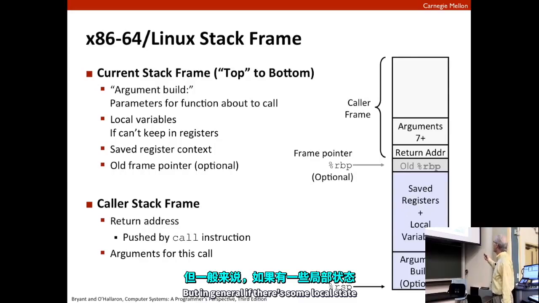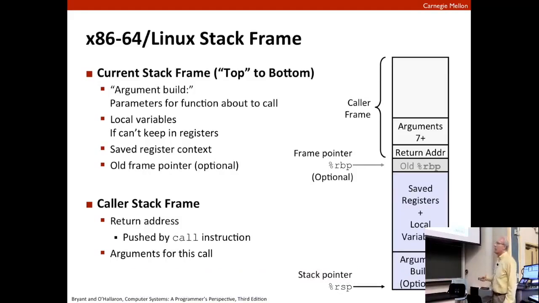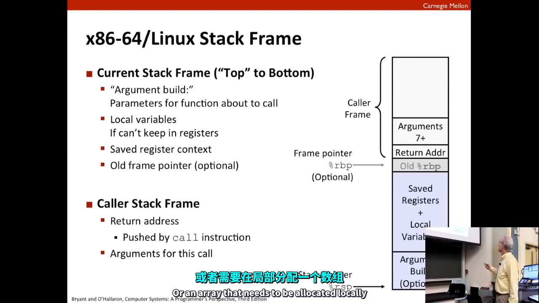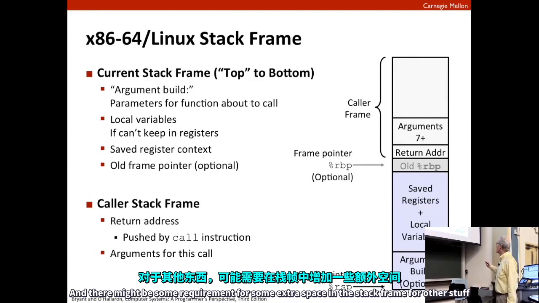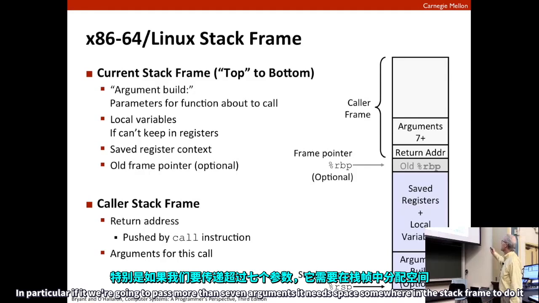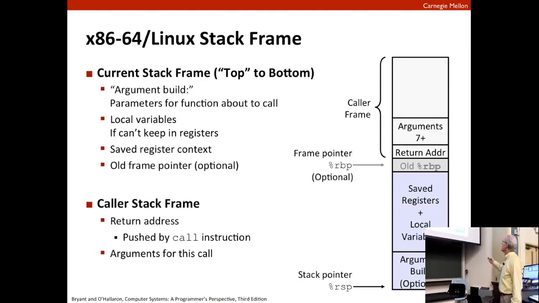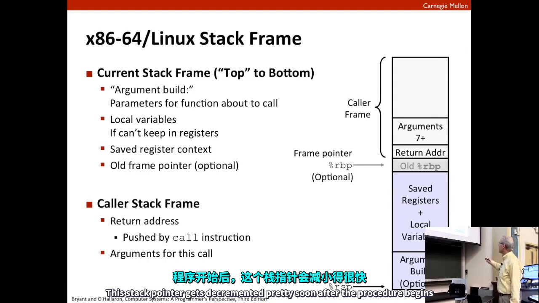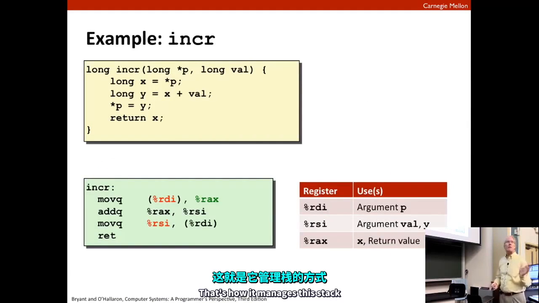But in general, if there's some local state, like some registers that need to be saved, and we'll see examples of that, or an array that needs to be allocated locally, that will be stored within the stack frame. And there might be some requirement for some extra space in the stack frame for other stuff. In particular, if we're going to pass more than 7 arguments, it needs space somewhere in the stack frame to do it. And what we'll see in typical code is this stack pointer gets decremented pretty soon after the procedure begins, and it gets incremented back just before it returns. And that's how it manages the stack.